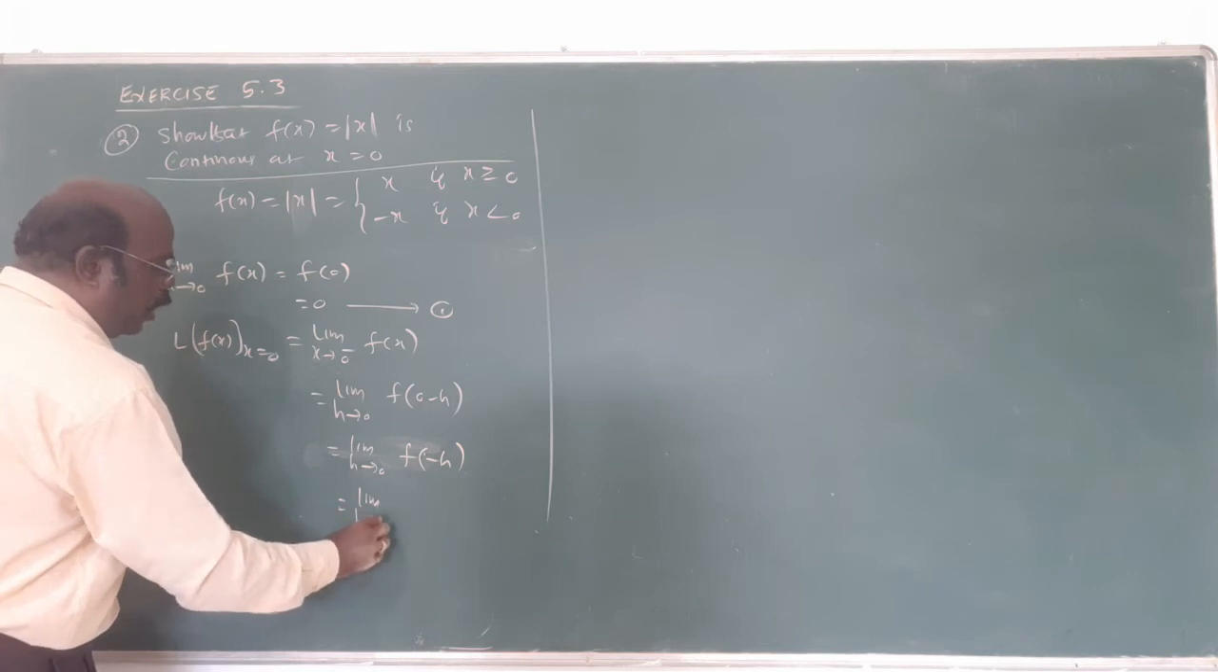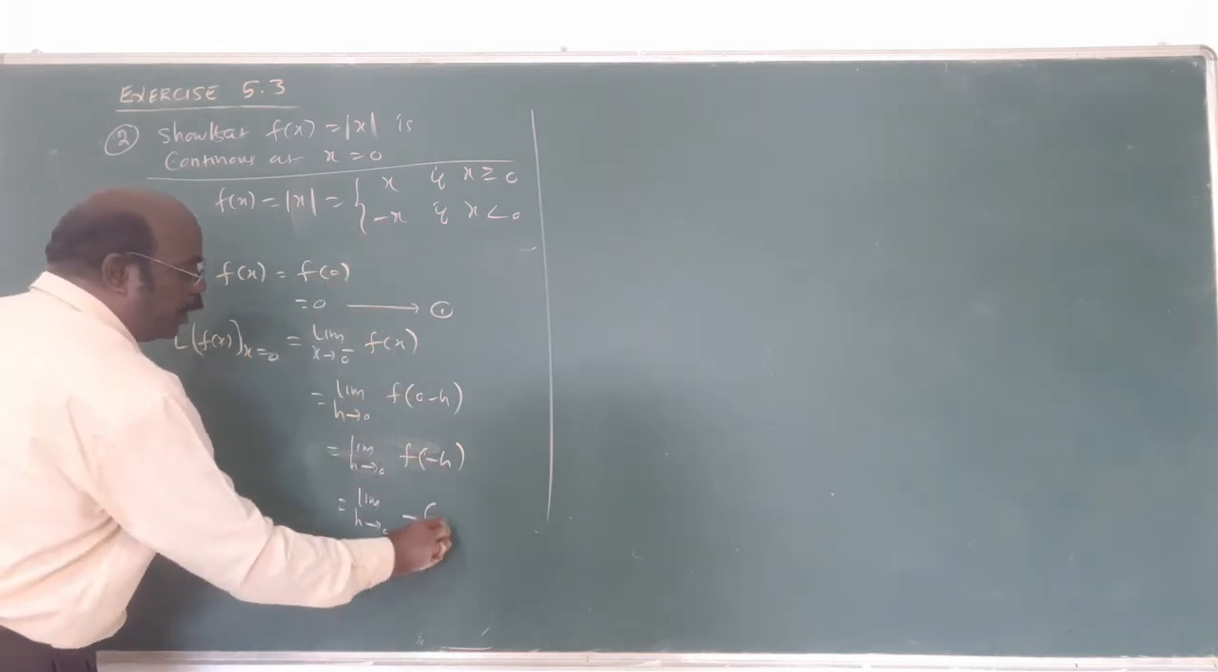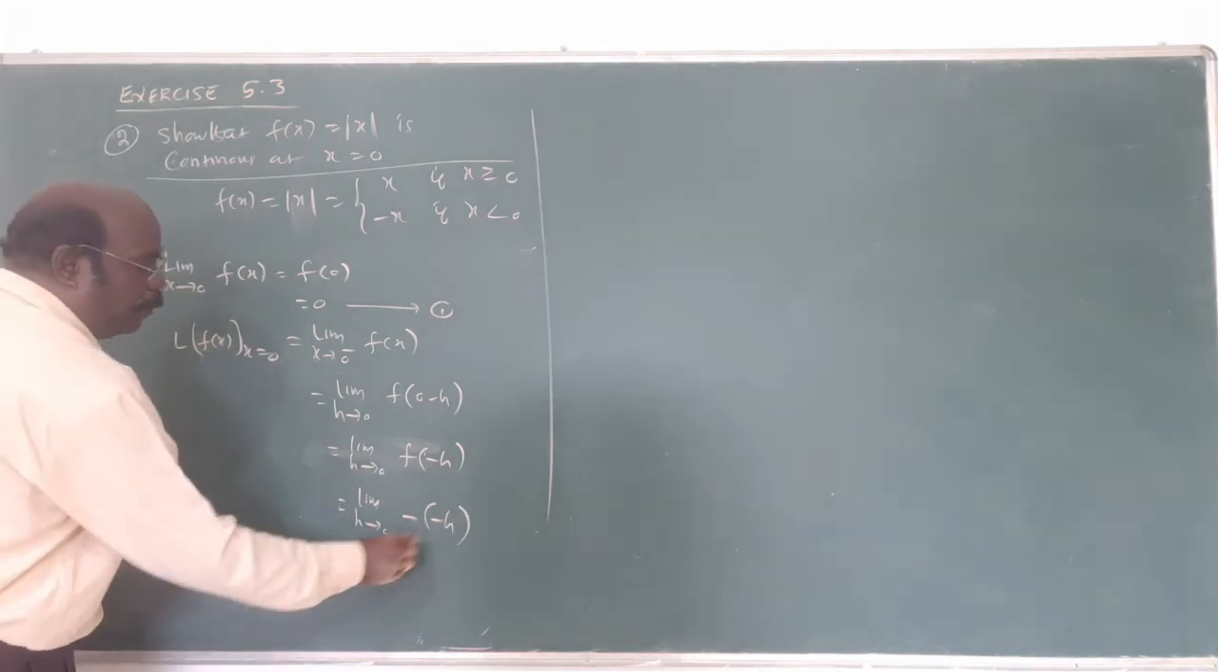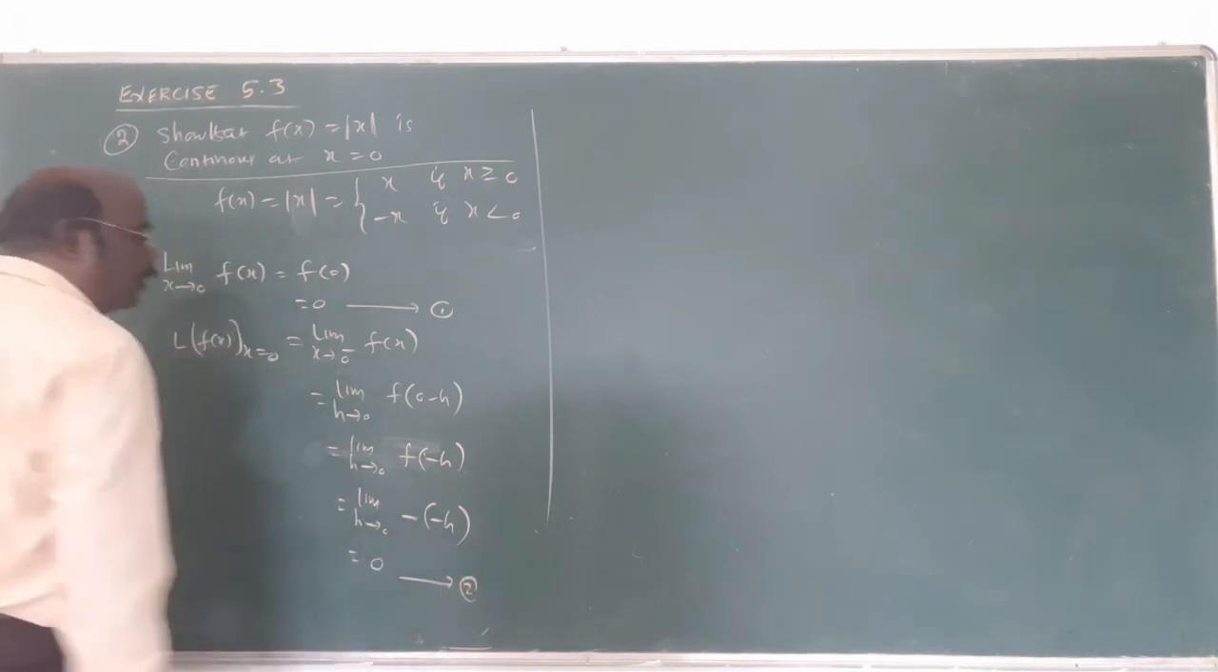Again, the limit as x tends to 0 of f of x means minus x. f of minus x means minus of minus x, which is plus x. h is 0. 0 is the answer. Second question.